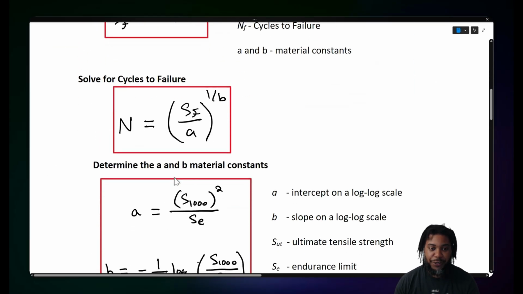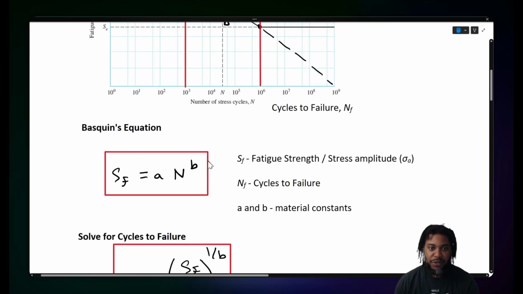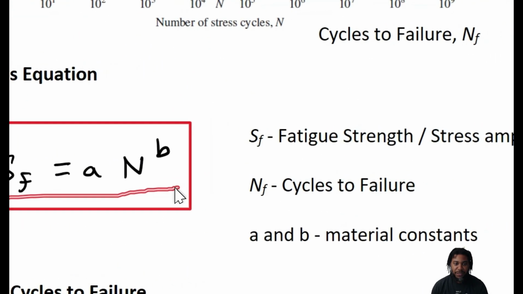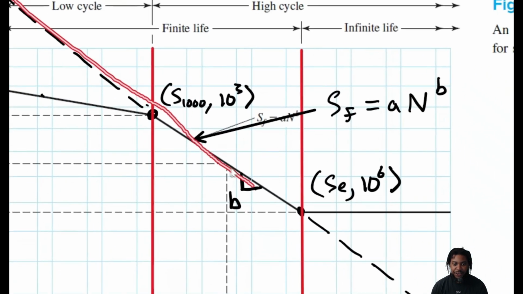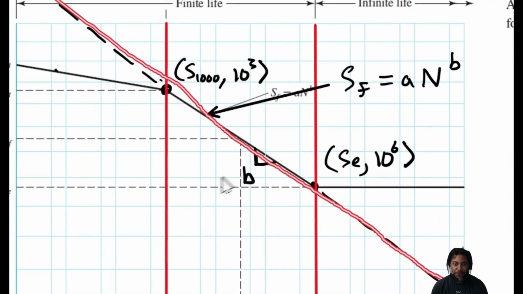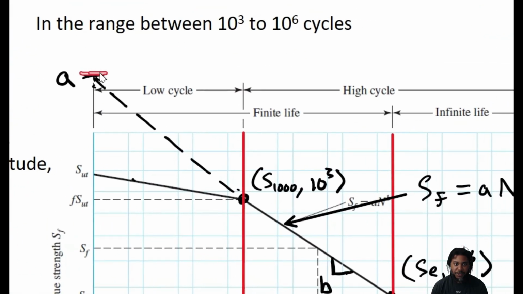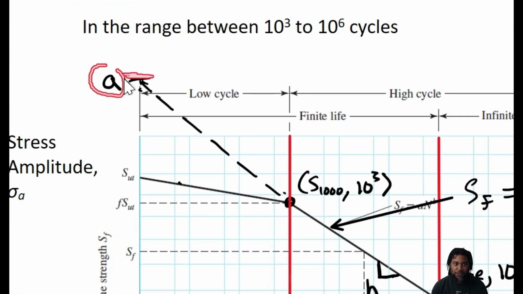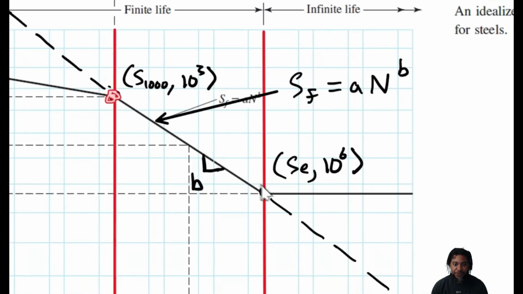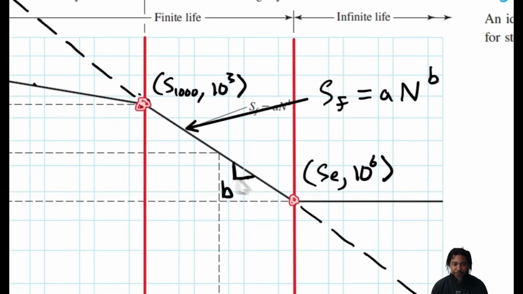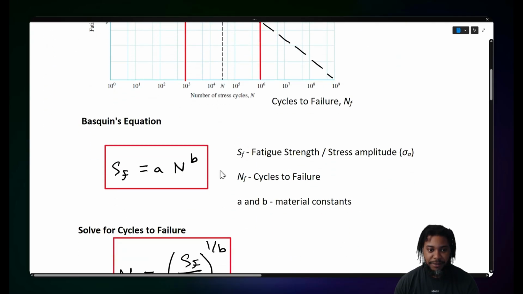Now, how do we determine the A and the B material constants? Well, let's note that on a log-log scale, a power function is linear. So if we were to draw Basquin's equation, it is a straight line where the slope is equal to the constant b, and the intercept on a log scale is equal to the constant a. Now, since we're defined between two regions, 10 to the 3 and 10 to the 6, we can use those to calculate our slope, and they can also help us to find that a parameter.